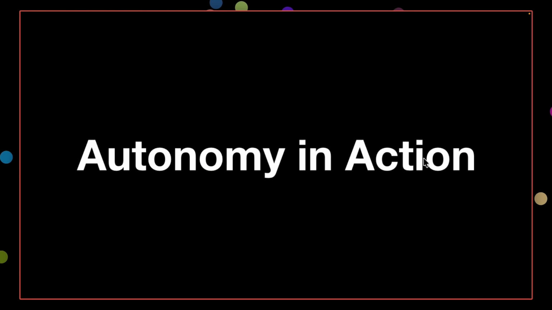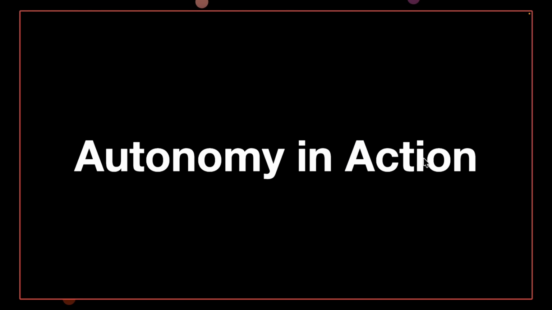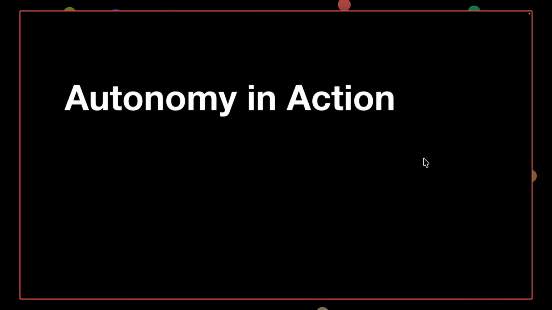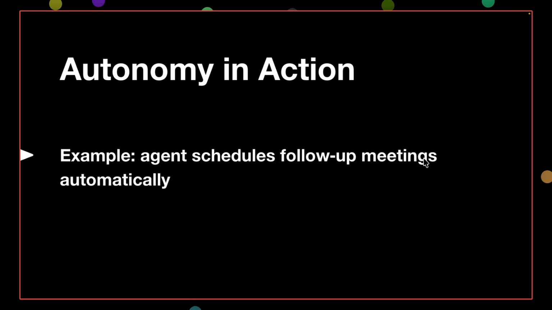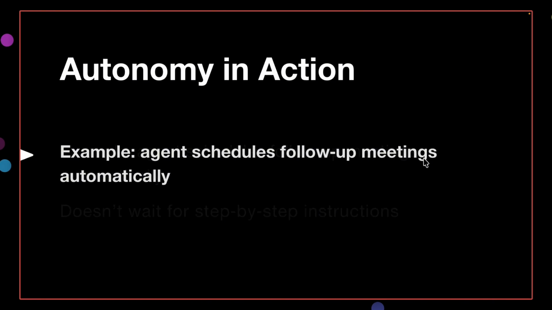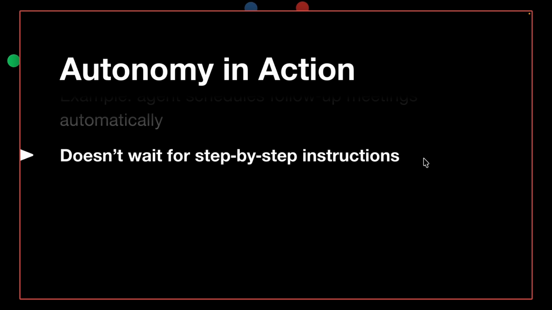When I say autonomy, it means the AI doesn't need you to hold its hand. It can take the initiative and act without waiting for step-by-step instruction. For example, if you ask it to set a follow-up meeting, it can find an open slot in your calendar, book it, and send an invite without you having to provide any repeated prompt.